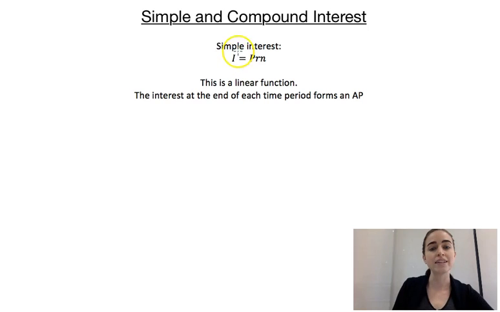Now, it's important that this is just finding the interest that's earned, not the total amount of money that you have at the end. With simple interest, it's going to form a linear function, and the interest at the end of every single time period forms an arithmetic progression or an arithmetic series. Let's have a look at a problem involving simple interest.